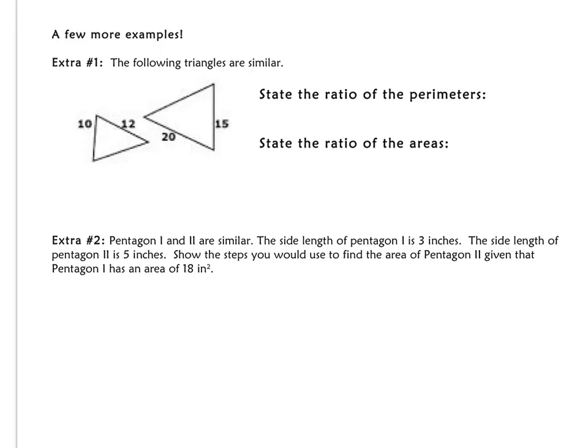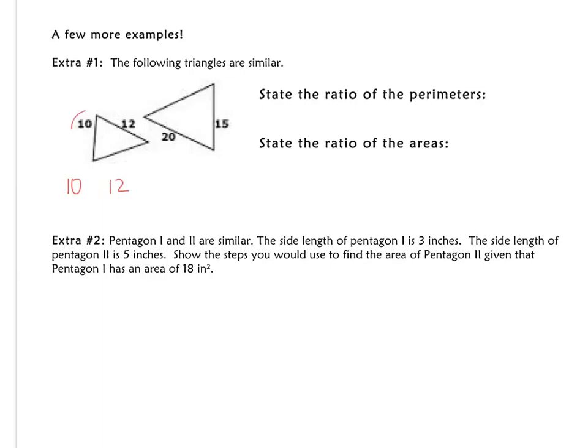You have to find the ratio of the perimeters and the ratio of the areas. Now, both the ratio of the perimeters and the ratio of the areas is related to the ratio of the sides. So the first thing that you should have done is found the ratio of the sides. To do that, you need to find the sides that are corresponding. So on our first triangle, we have sides of 10 and 12.